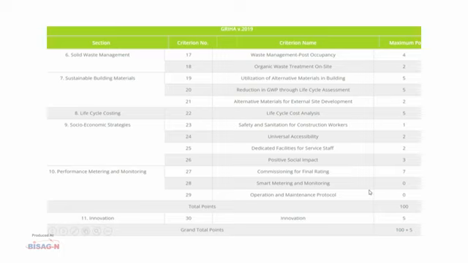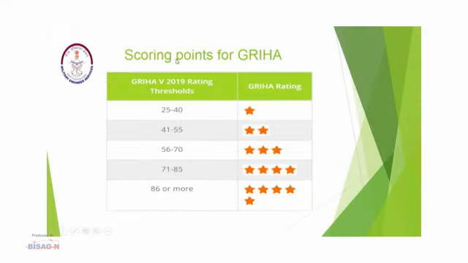There are some criteria which are obligatory, which do not give you any points, but they have to be fulfilled to go for registration under Griha. That is the smart metering and monitoring system, and the operation and maintenance protocol, which have to be monitored for any registration under Griha. Now this is the scoring for Griha.